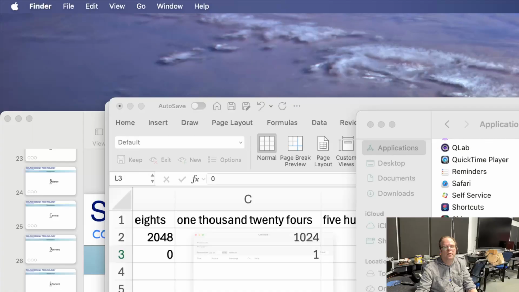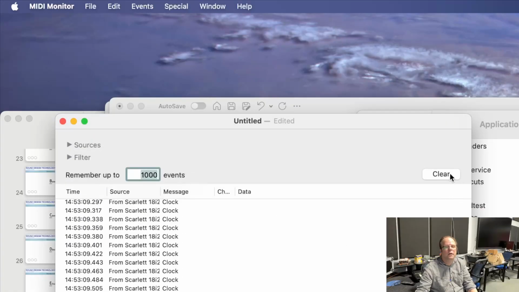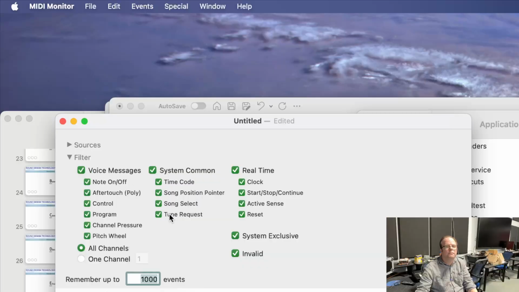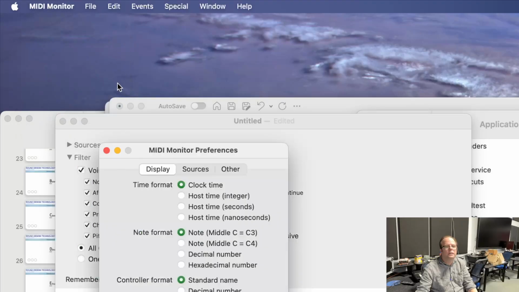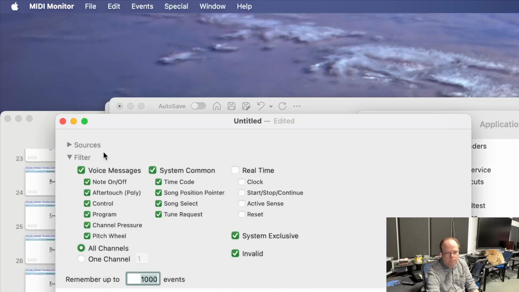I love that the symbol for the MIDI Monitor app is just a MIDI cable. I think that's very fun. Okay, so let me filter the real-time messages here. And, okay, well, let me just like, give it to me.